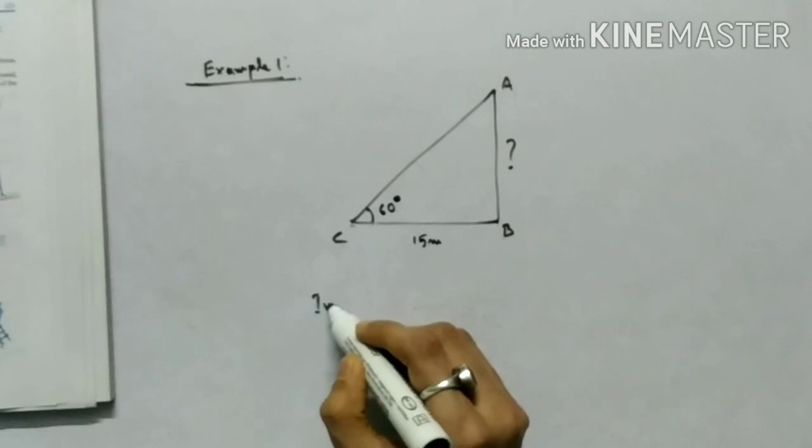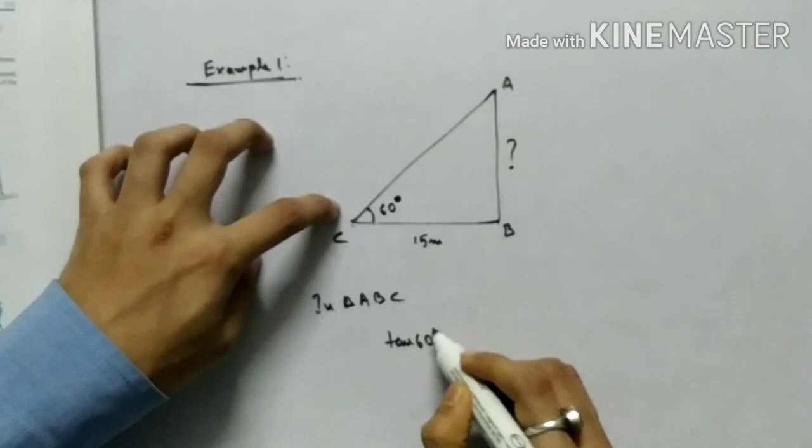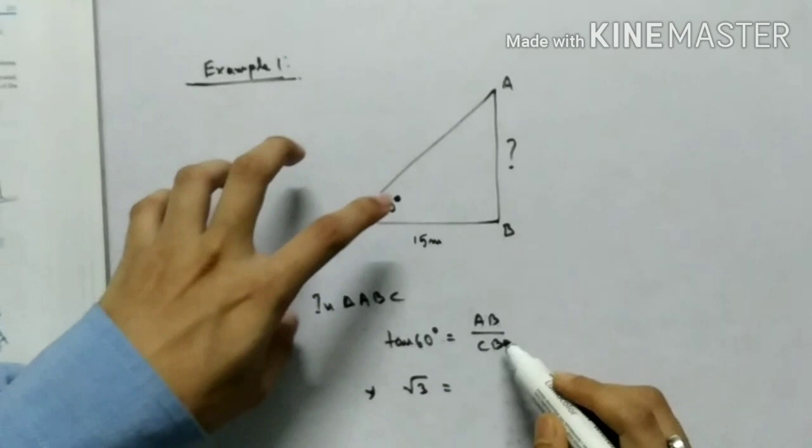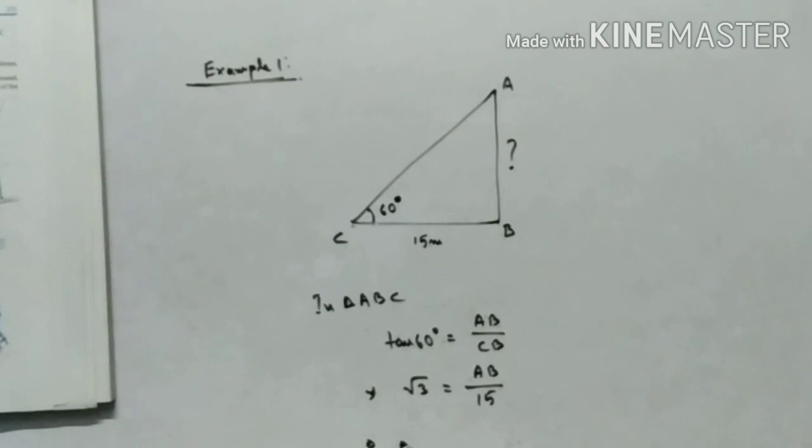So in triangle ABC, I will write tan 60 degree, it is perpendicular by base. So AB by CB, tan 60 value is root 3, and AB I have to find. So I will write AB by CB, value is given 15. So ultimately, I will get 15 root 3 meter is equal to AB. So what is the height of the tower? Therefore, the height of the tower is 15 root 3 meter.